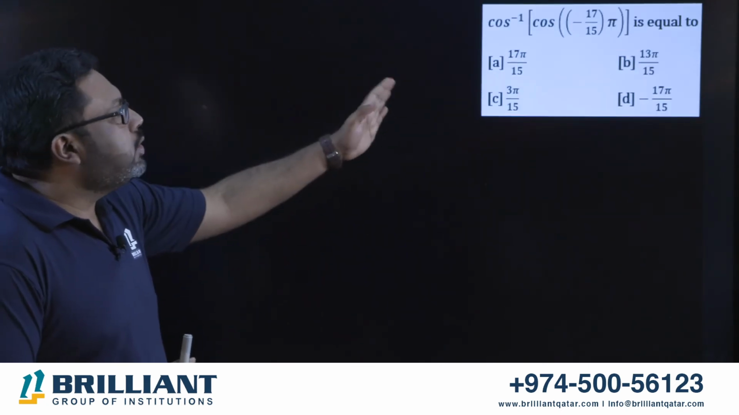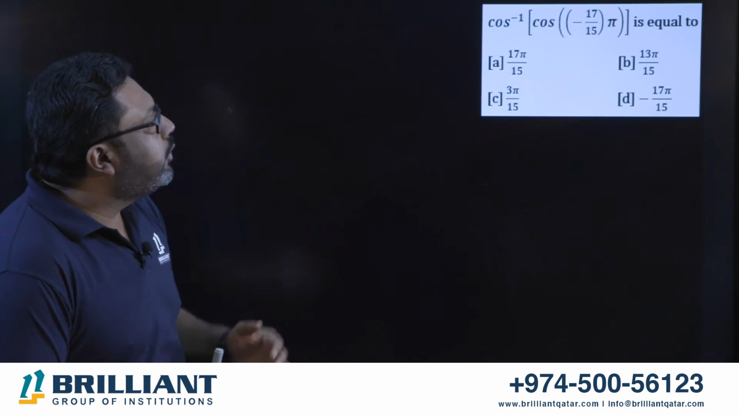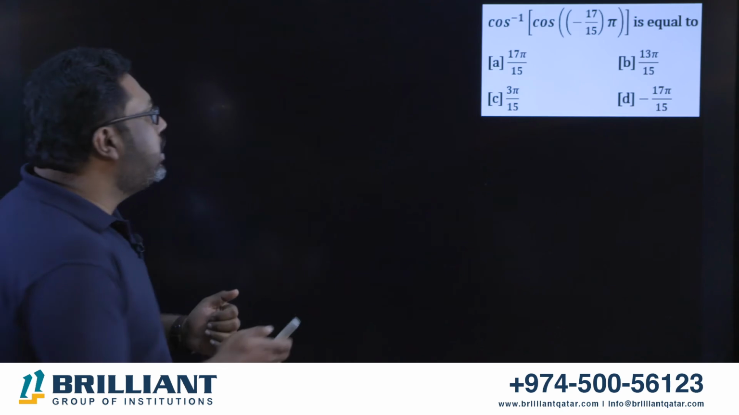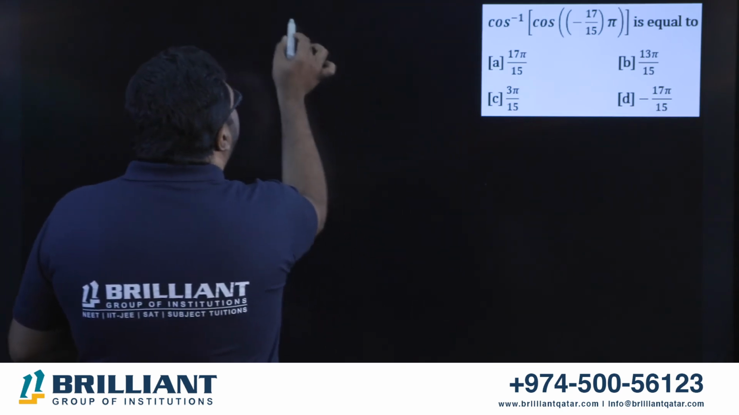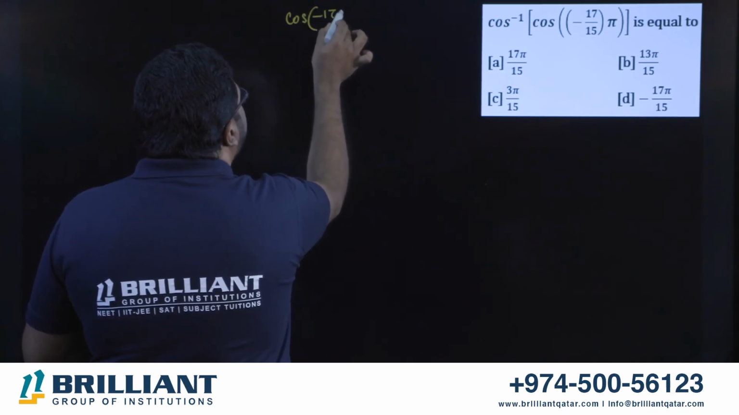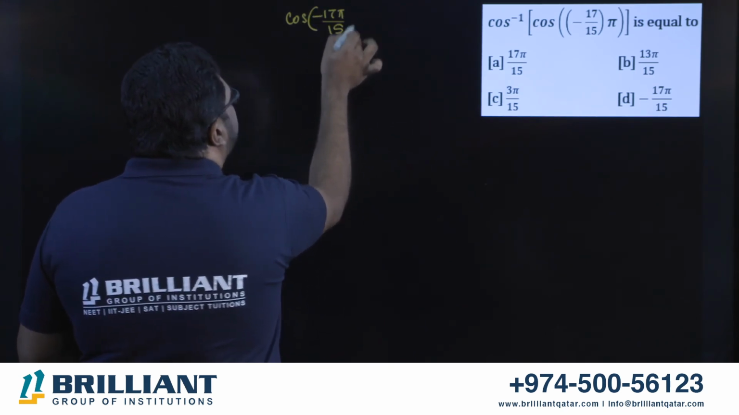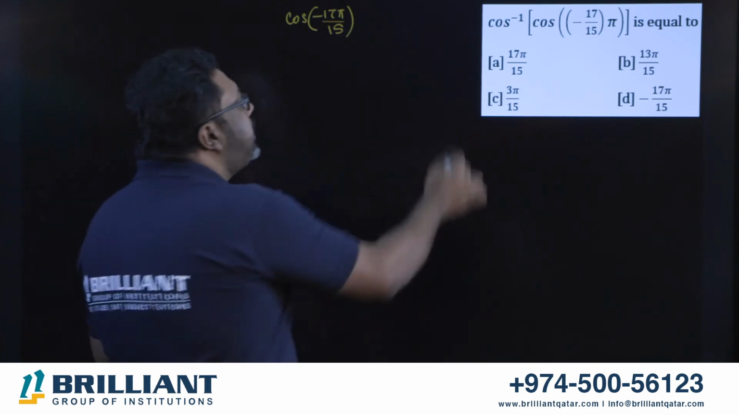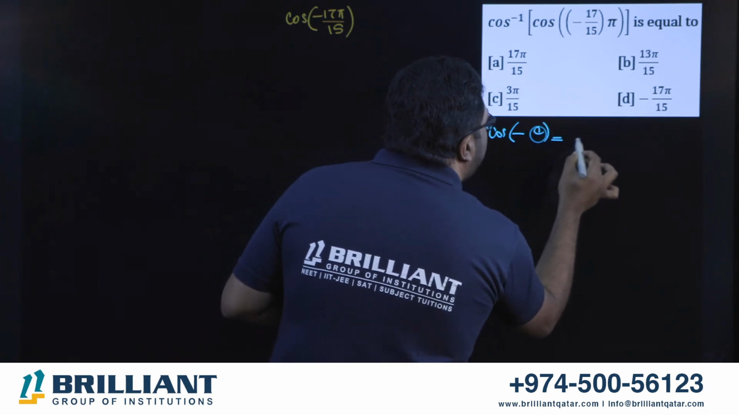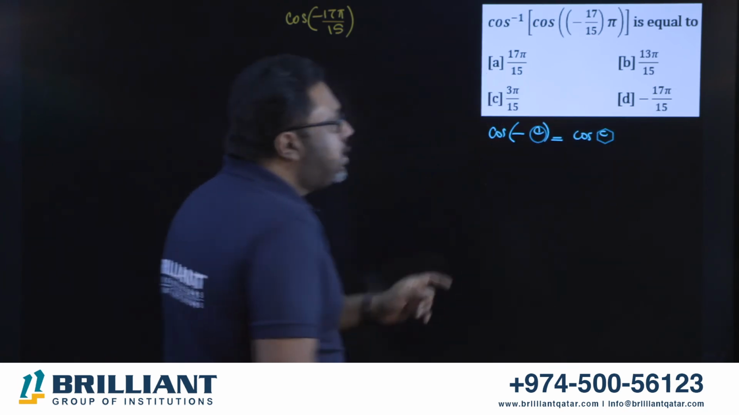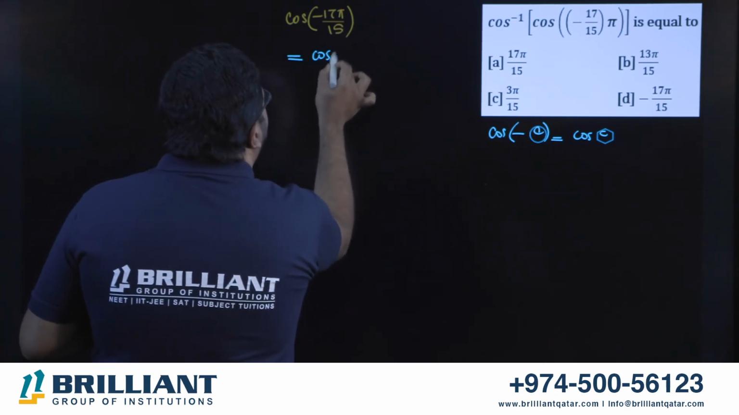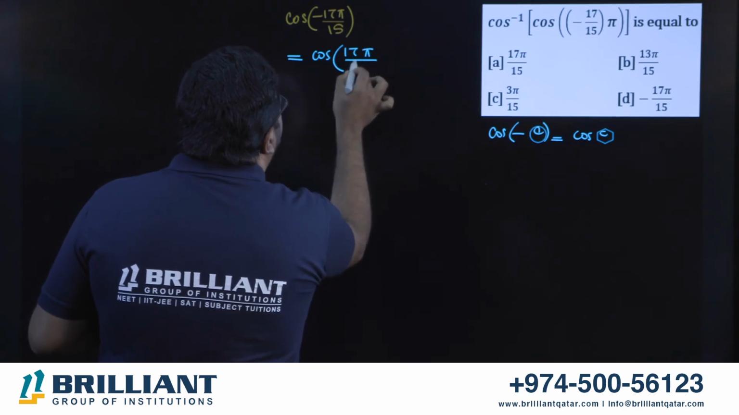This question is cos inverse of cos of minus 17 pi by 15. It's a difficult question, so let's go through it very carefully. First of all, I'm going to simplify cos of minus 17 pi by 15. We have learned in 11th standard that cos of minus theta is equal to cos theta. So this is going to become cos of 17 pi by 15.